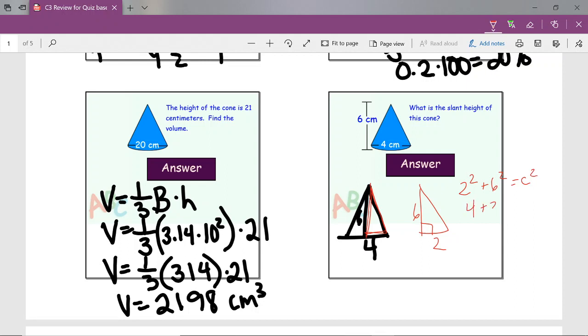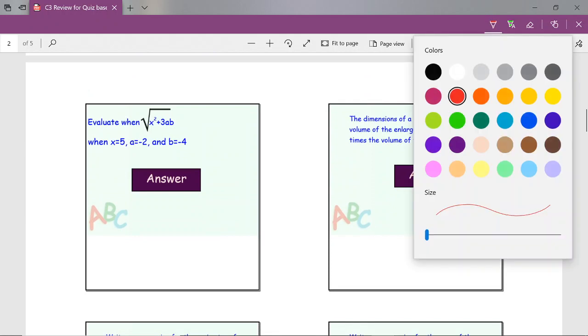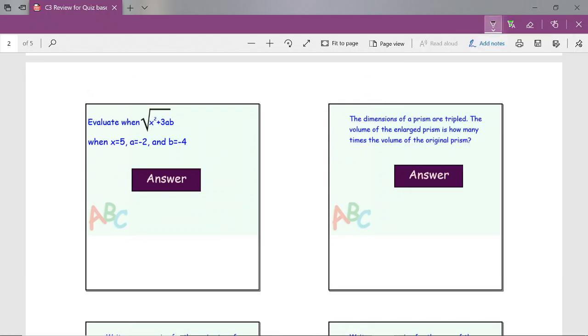So I get 4 plus 36 equals c squared. So 40 equals c squared, which I'm going to take the square root of each side, and then I'm going to simplify that square root of 40. Well, do your prime factorization or your perfect squares. Regardless, you're going to get 2 root 10, and we are in centimeters. Okay, so let's continue on.